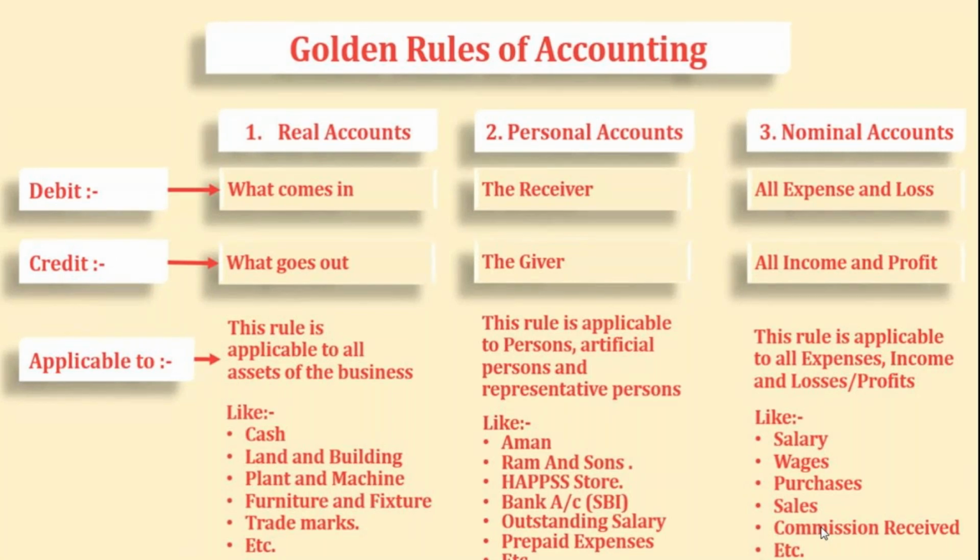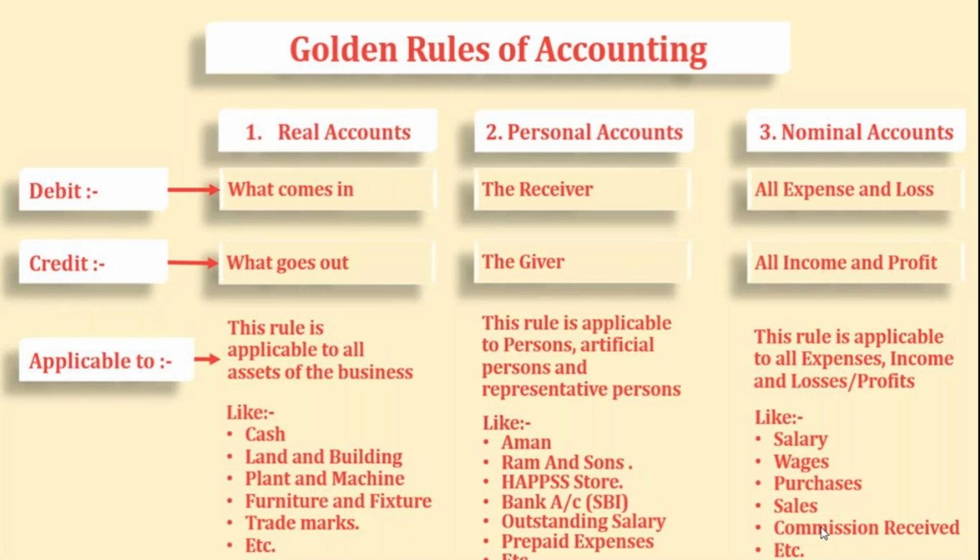So here I've given at the bottom a few examples. Aman, natural person. Ram and Sons, of course, artificial person. Then we have outstanding salary, prepaid expenses. All these are representative personal accounts. Bank account, artificial person. App Store again, artificial person. So all these form part of the personal account. The rule applies here: debit the receiver, credit the giver.